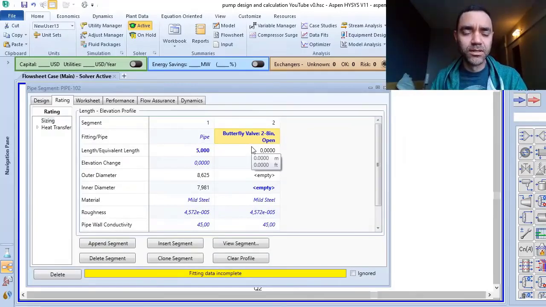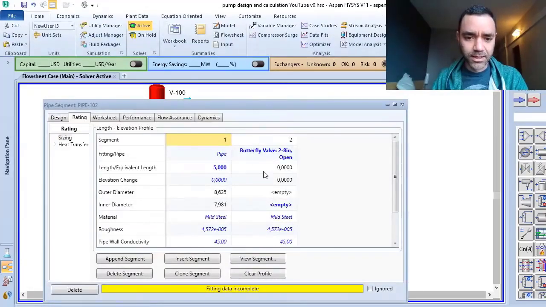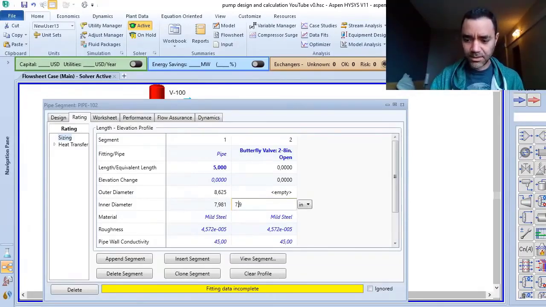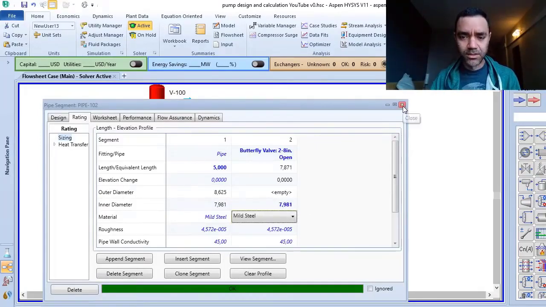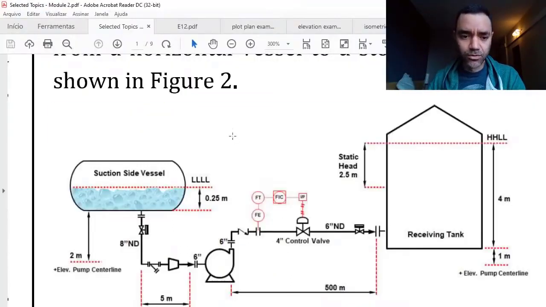Why I didn't use the butterfly valve in the vertical line, and instead I'm using it in the horizontal line. There is a reason for that. I just forgot to add the inner diameter. The butterfly valve is a full bore, so I will use the same inner size. Okay, so inches. Okay, now it's converted. Now, this is something very important for you to understand.